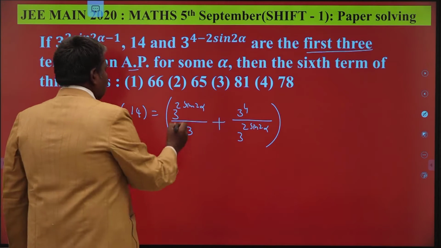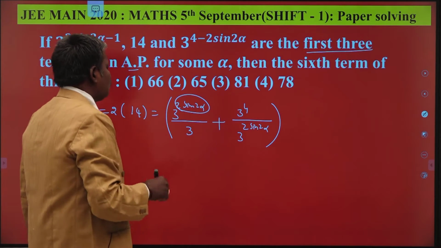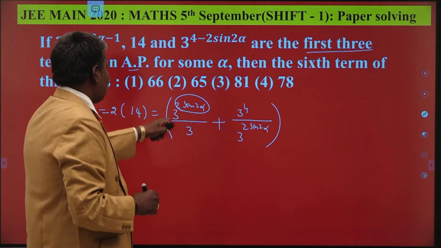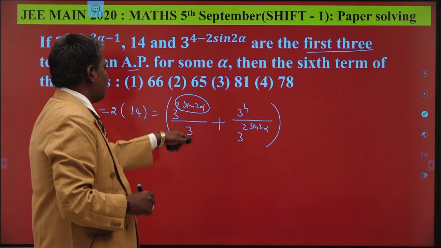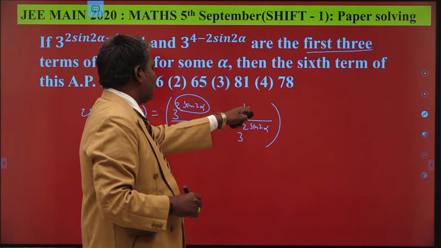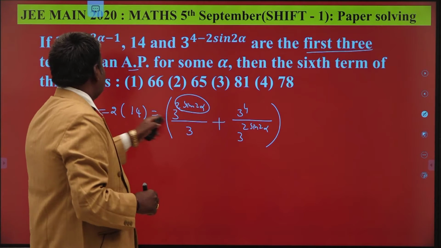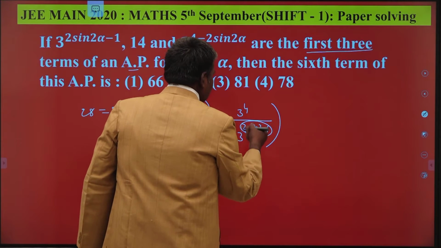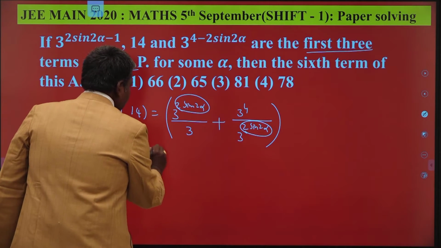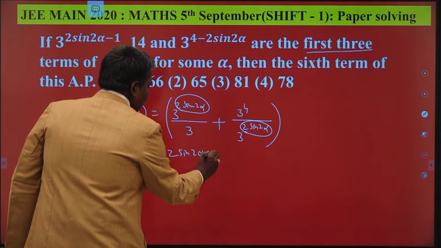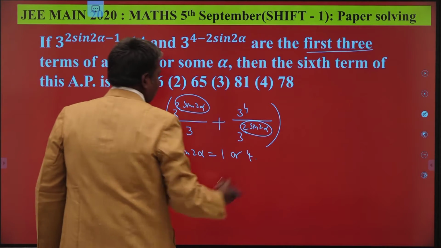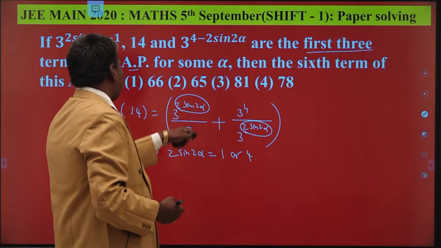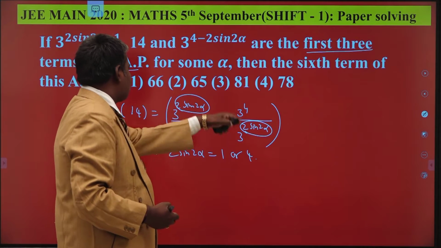Clearly by observation, if 2 sin 2 alpha is equal to 1 or 4, you can obtain that this condition is satisfied. Because suppose 2 sin 2 alpha is 1, 3 by 3 is 1, 3 power 4 by 3, 3 cube plus 1, that is 28. In the same manner 4 also satisfies. So 2 sin 2 alpha is equal to either 1 or 4. Here 3 power 4 by 3 power 4 means 1. 3 to the power of 4 by 3 means 3 cube, that is 27 plus 1, 28.